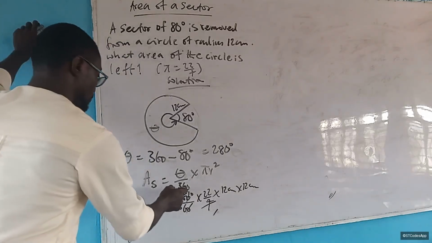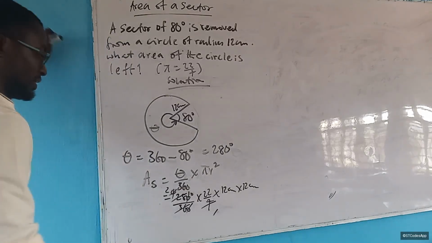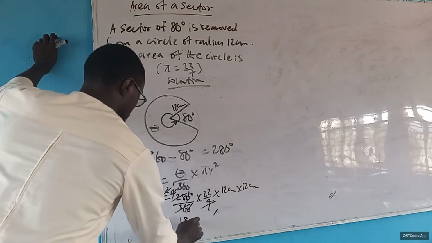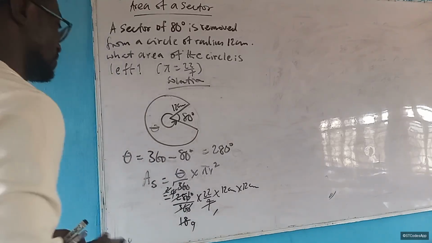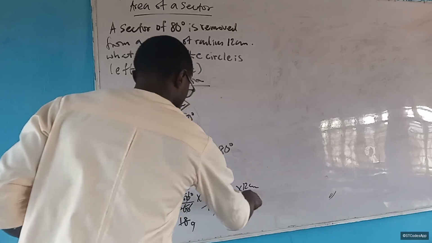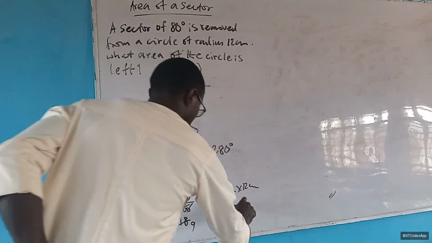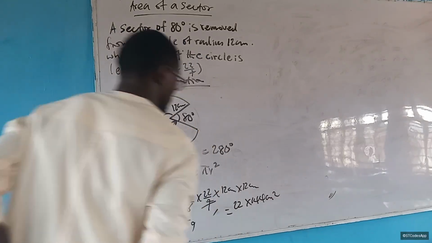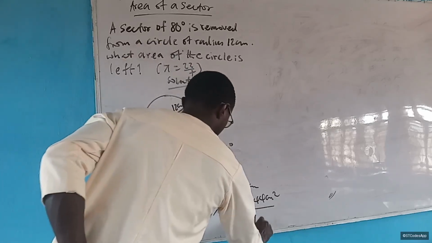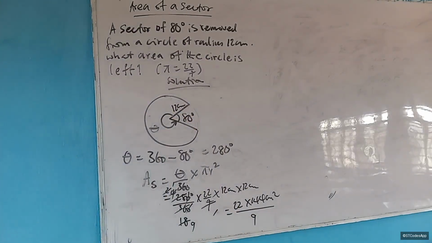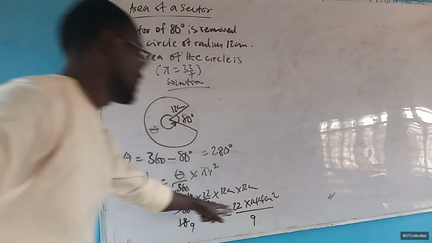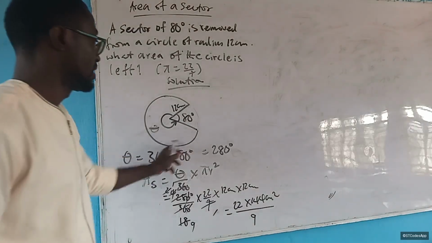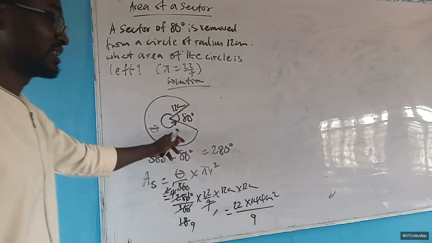2. 2 here is 2. 2 in 36 is what? We have 18. Then 2 here, 2 in 18 is what? 9. So what are we left with now? We are left with the product of 12 times 12. That gives us 144 centimeters squared, all over 9. So if you multiply the whole of this out and divide it by 9, that gives us the total area of this very sector, which is referred to as the major sector.